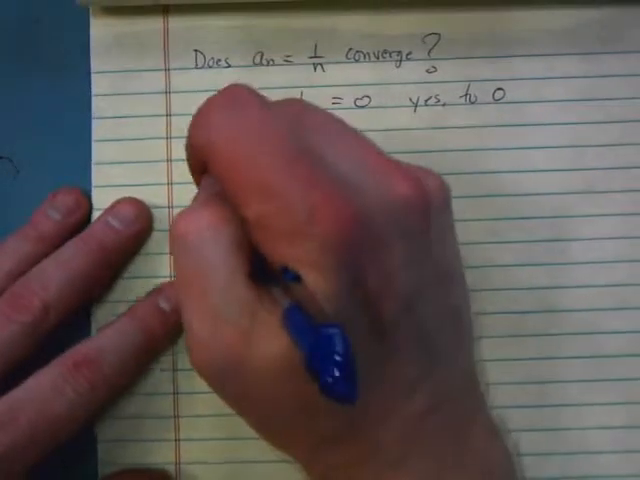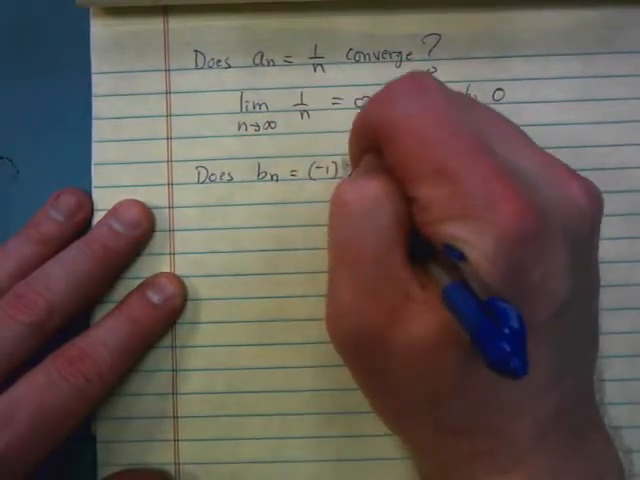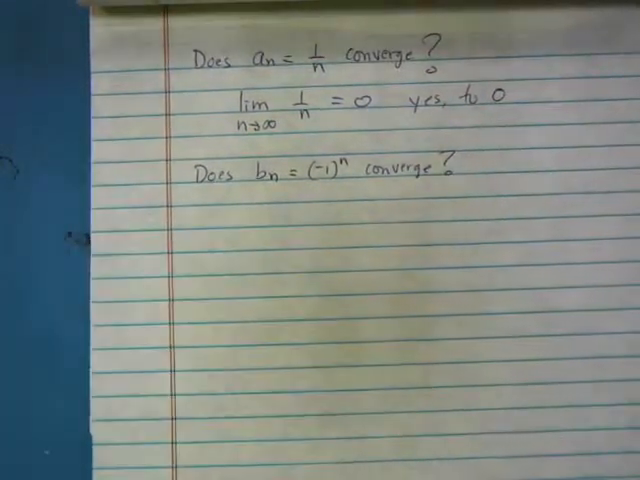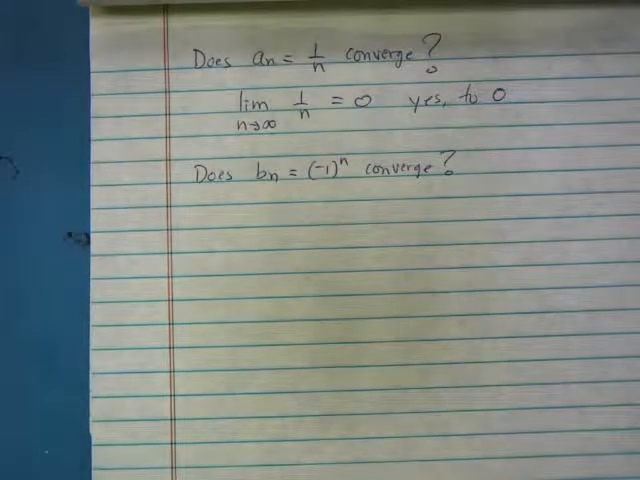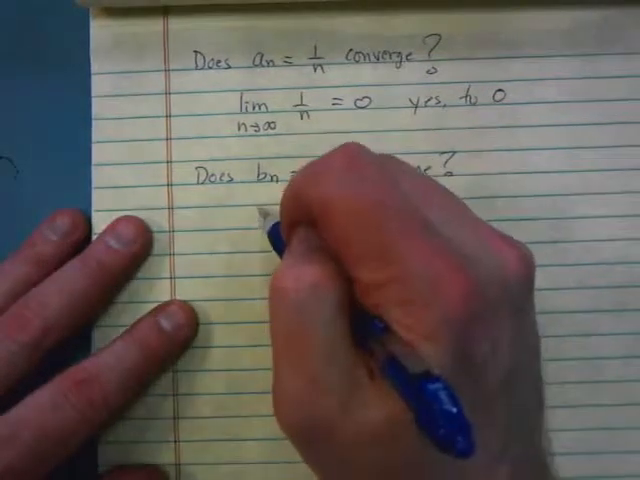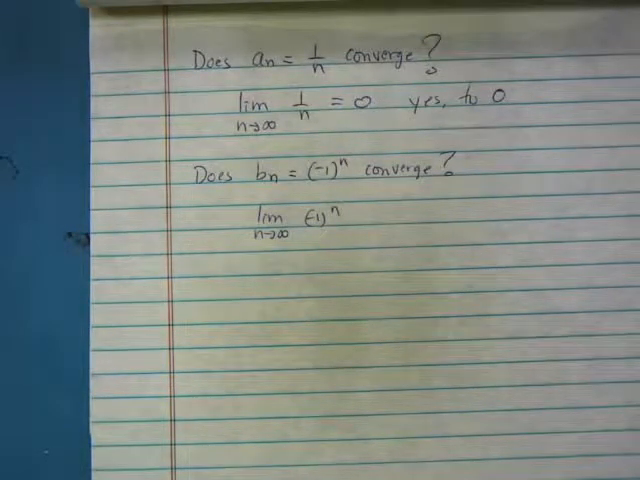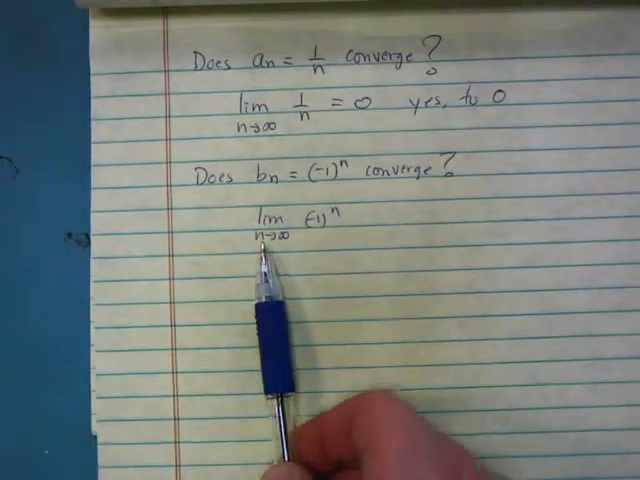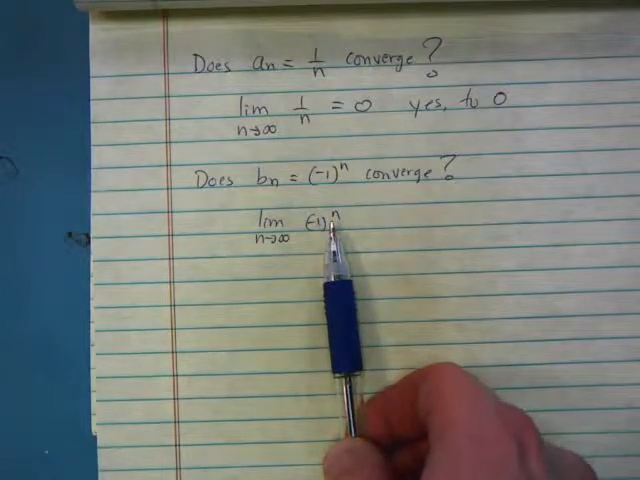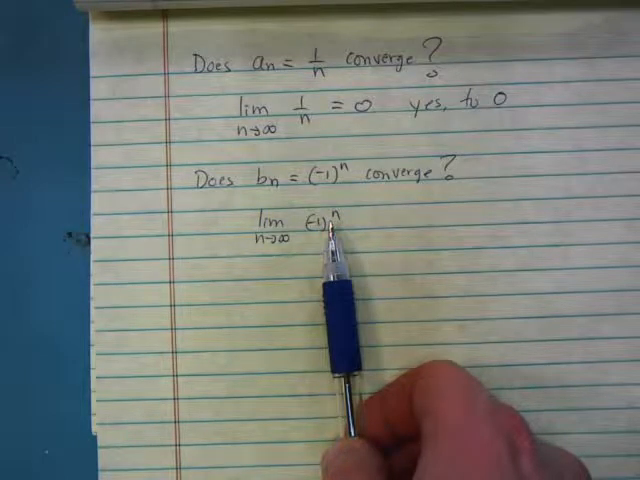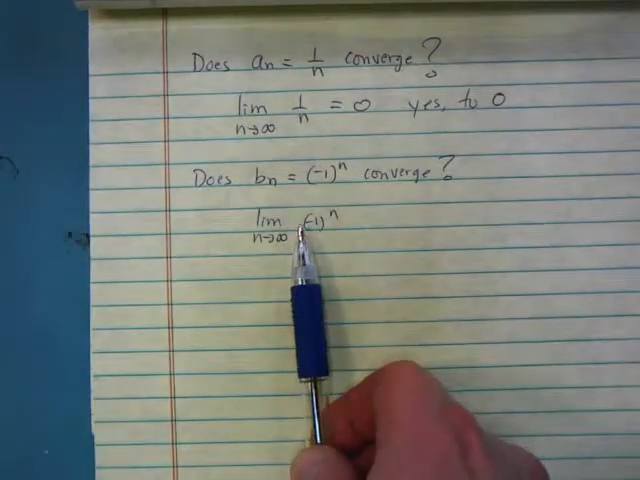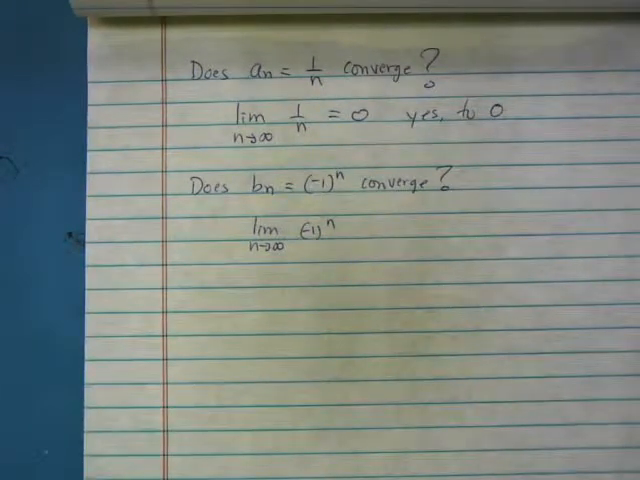For example, I might give you, does b sub n equal negative 1 to the n converge? That's a different sequence. If I take the limit as n goes to infinity of negative 1 to the n, is that limit getting close to a number? No, because if n is odd, negative 1 to the n is going to be negative 1, but if n is even, it's going to be 1. So this is what we would call an alternating sequence. The sequence is negative 1, positive 1, negative 1, positive 1, and so on. When n gets bigger and bigger, is that getting close to a number? No, it's bouncing back and forth between two numbers.